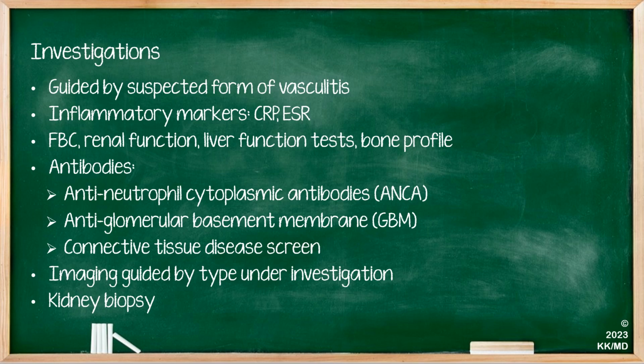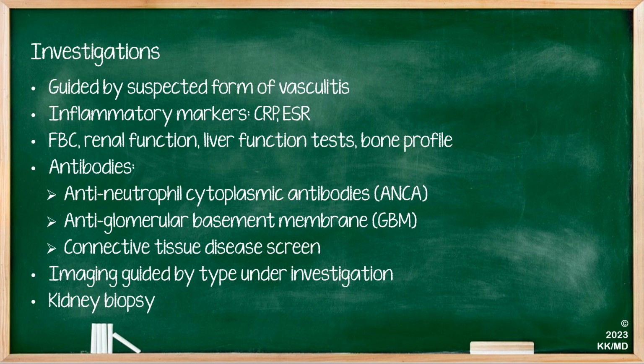Investigations should be guided by the suspected form of vasculitis, but usually you would start by doing some bedside tests, including blood pressure, which can be quite pertinent for certain forms of these vasculitides, as well as a urine dip, looking for any kidney involvement. Then you would do a baseline set of blood tests. So this would include your usual full blood count, renal function, liver function, and bone profile, as well as crucially inflammatory markers, which do tend to go up in these conditions, so CRP and ESR.